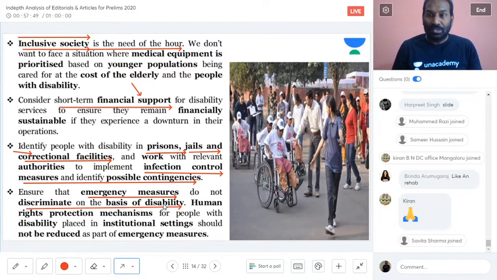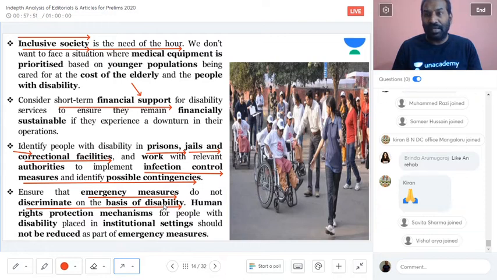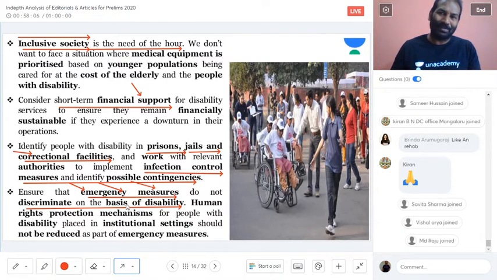But in regards to people with disability, and especially in regards to the outbreak of COVID-19, that is the emergency measure. Please look at this key phrase again. What is the emergency measure? The emergency measure is that we do not discriminate on the basis of disability, and that should never happen. And human rights protection, again, this entire paragraph is very, very important from the mains point of view and the prelims point of view.